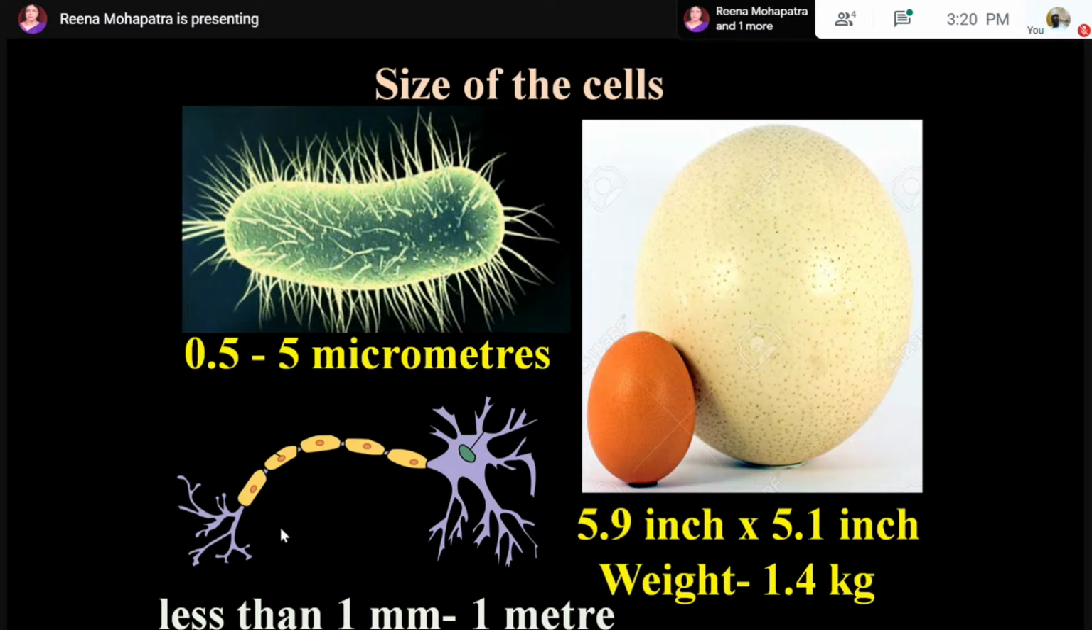Some neurons are less than 1 millimeter in length, while others are up to 1 meter. You know, the neurons which are carrying information or sensation from the feet, this sensation should be carried up to the brain, even up to 1 meter. So these are different sizes of the cells.